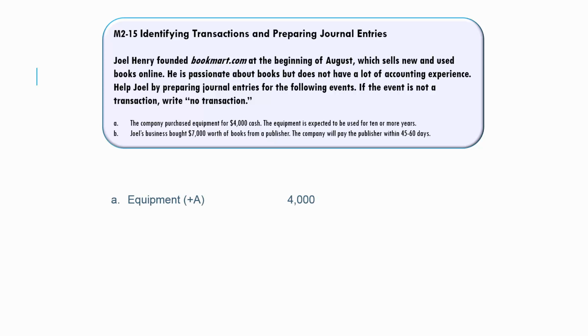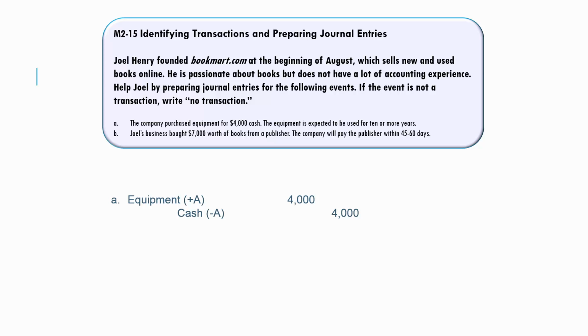So here, purchased equipment for $4,000 cash. Well, this is an asset swap. We're giving up cash and we're getting equipment, and the amount, again, is determined by either the cash or the liability. There's no liability in this case. It's paid for with cash. It's expected to be used for 10 or more years, which tells us that this equipment is not a current asset. I'll tell you right now, though, that cash would be classified as a current asset because we expect it to go away within the next year.